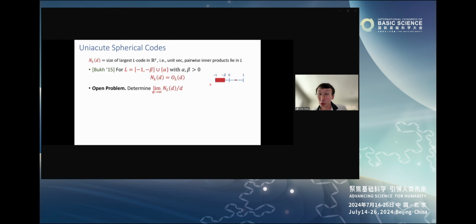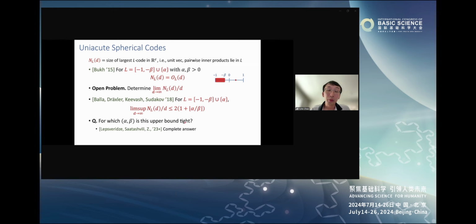An open problem is to determine this rate. So this paper of Balla et al. proved some bound that was a uniform bound, that's an interesting bound. And the natural question then is for which values of alpha and beta is this upper bound tight? And we were able to resolve that question completely in our paper. But in general, if you ask what is the actual coefficient, we have no idea.